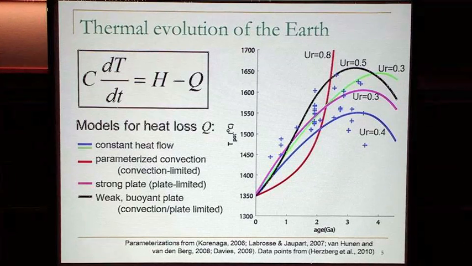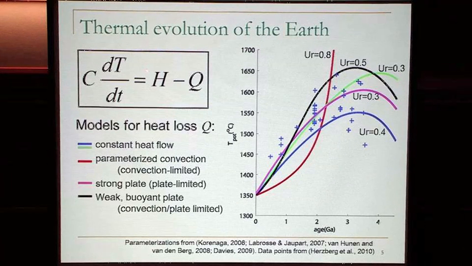You can come up with a curve here, but depending on the URI ratio, so the amount of heat production, and depending on the surface heat flow model you take, you get different curves here. So each of these different curves is a different surface heat flow model. I don't want to go into the details of this, but the blue crosses are the same as the red dots on the previous slide. So these are the observations.